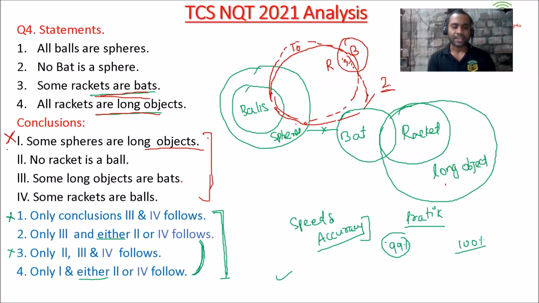Okay. Then no racket is a ball. So racket is here and ball is here. We can see it is crossing in some step. And in the second diagram, it is not crossing. Both the diagrams are correct. Both we have to take care of. So this will again become false. Some long objects are bats. So long object and this is bat. It is sharing some of the parts. So this is yes, correct, because some long objects are bats.